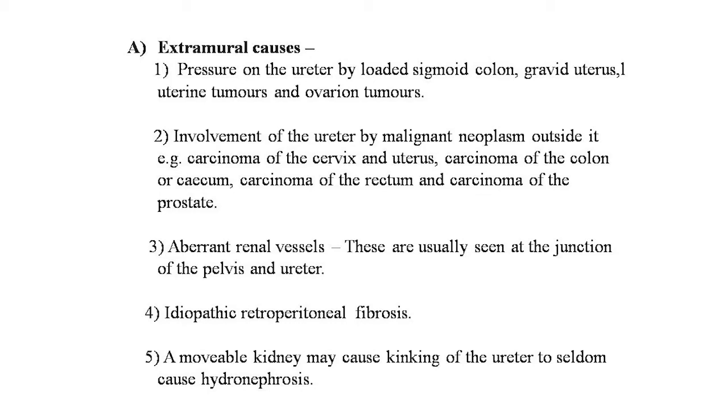Extramural causes are also aberrant renal vessels. These are usually seen at the junction of the pelvis and the ureter. Idiopathic retroperitoneal fibrosis is also included in the extramural causes of hydronephrosis. A movable kidney may cause kinking of the ureter, but seldom causes hydronephrosis.